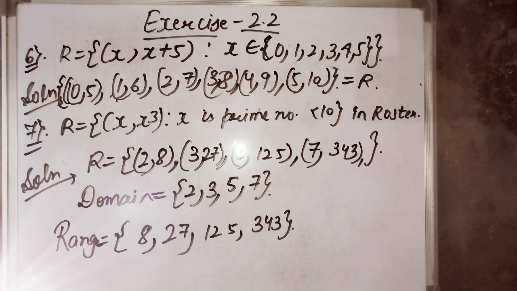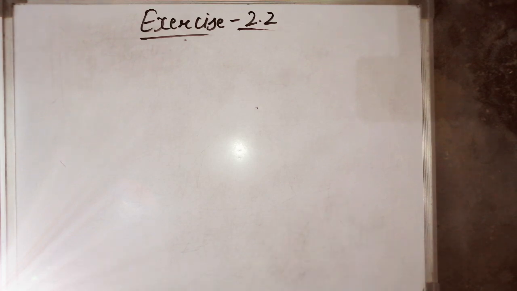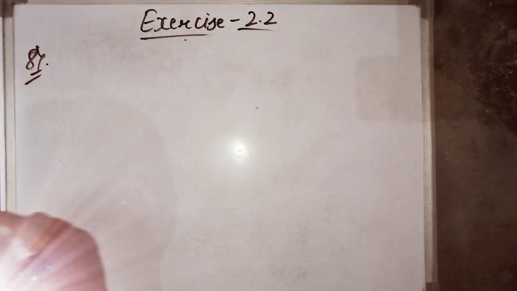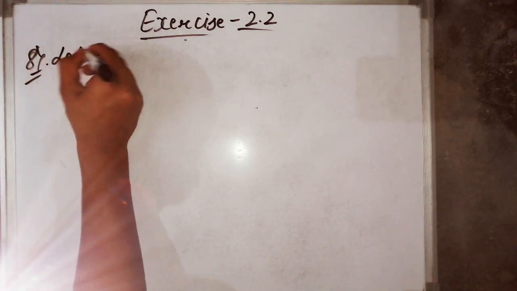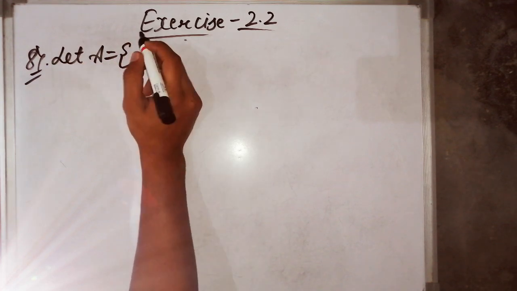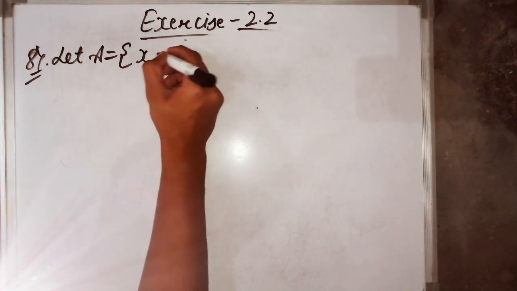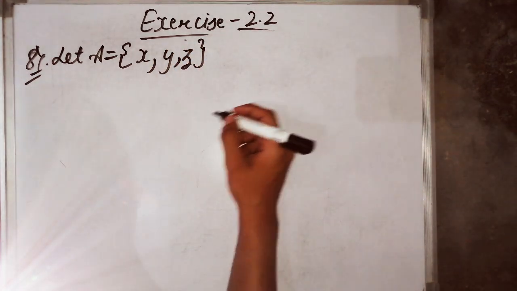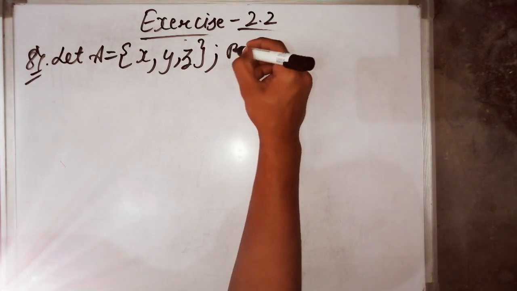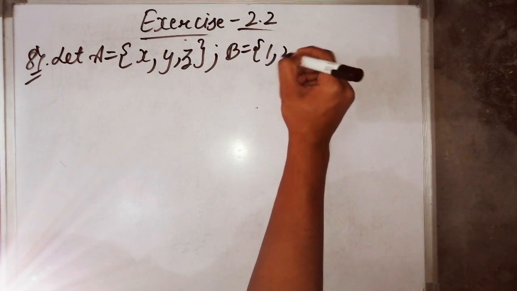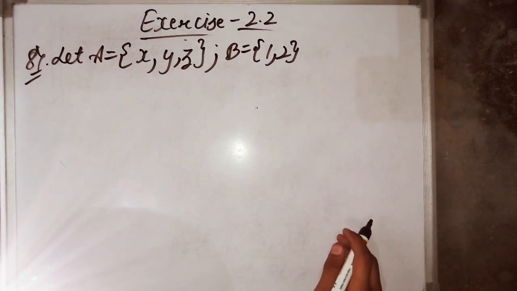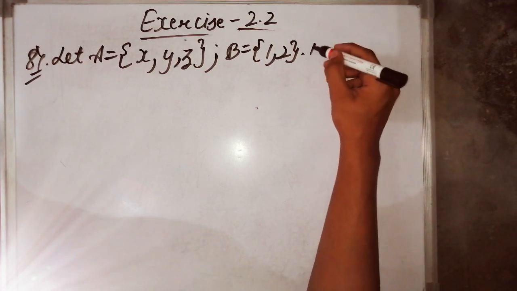Now let's move to the 8th question, but before that, pause the video to note it down. Okay students, let's see what question number 8 is. The 8th question states: let A equals {x, y, z} and B equals {1, 2}, and find the number of relations from A to B. We need to find the number of relations.